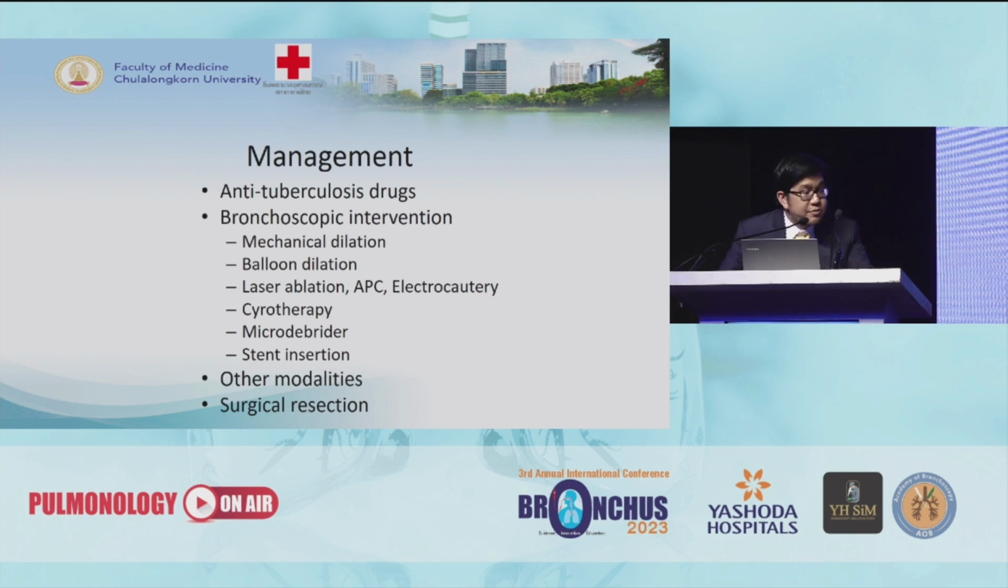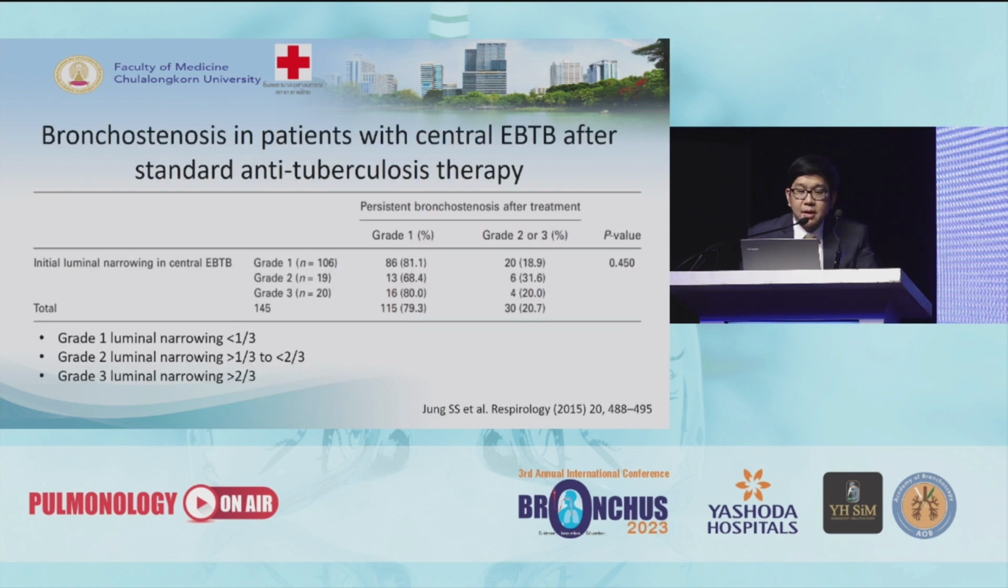In terms of the management, endobronchial TB stenosis consists of the anti-tuberculosis drugs, bronchoscopic intervention, and other modalities, and the last thing is surgical resection.